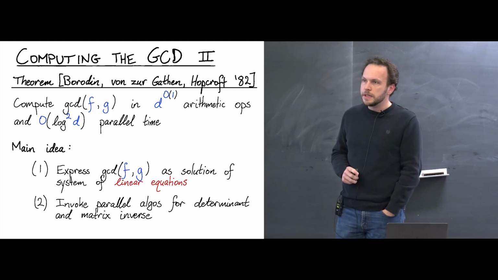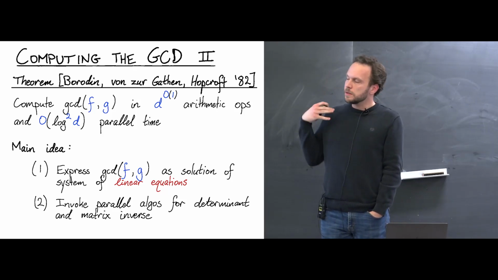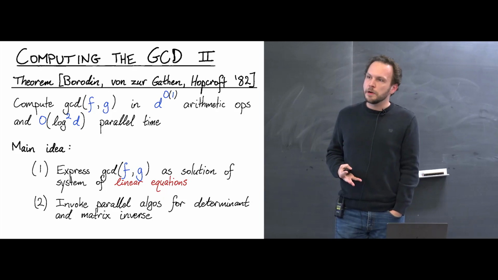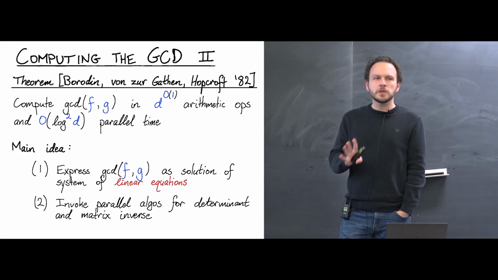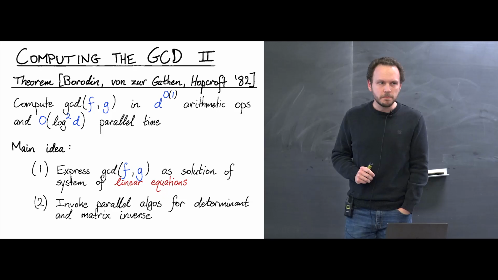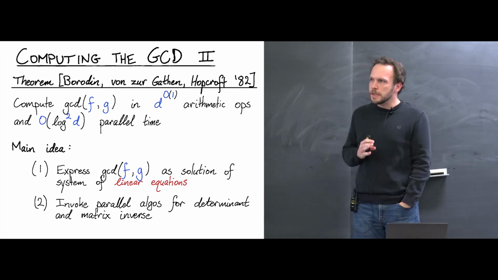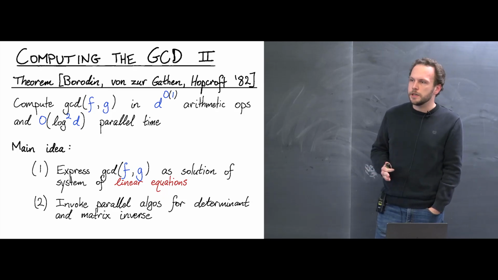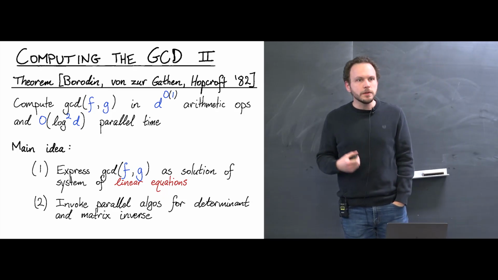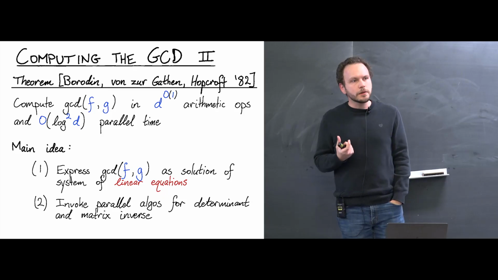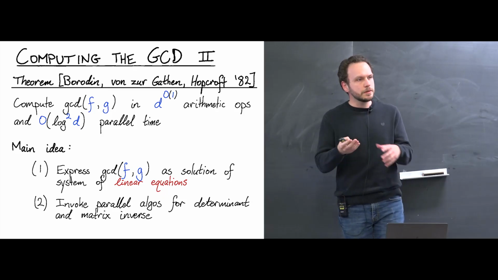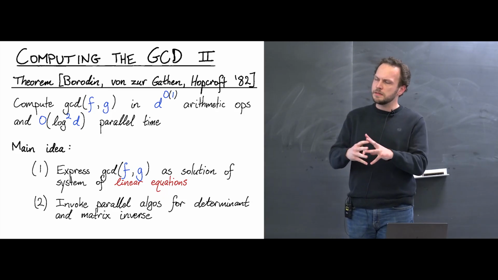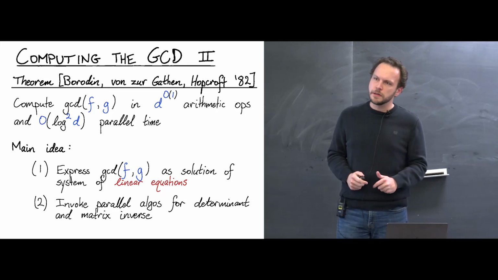If you have two degree d polynomials, you can compute their GCD using a polynomial number of arithmetic operations and about log squared d parallel time. And if you haven't seen this before, this algorithm is actually a reduction, and it's a beautifully simple reduction. It's a reduction to linear algebra. What you're going to do is take the GCD and express it as a solution to a system of linear equations, maybe a collection of systems of linear equations.